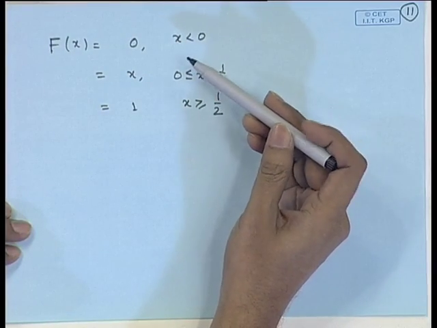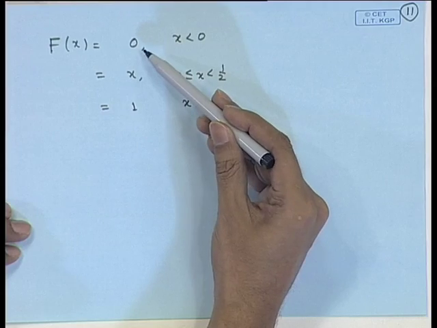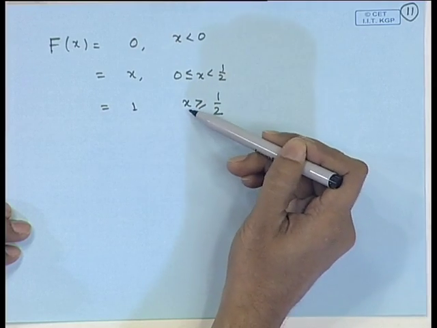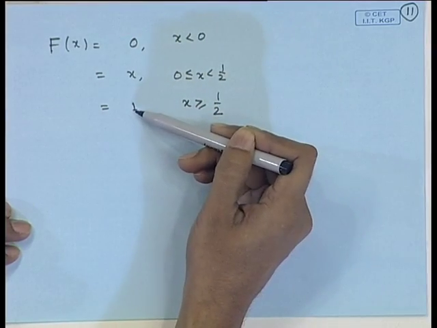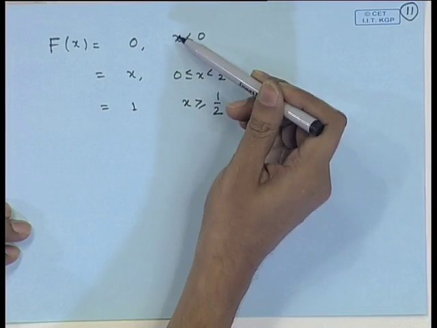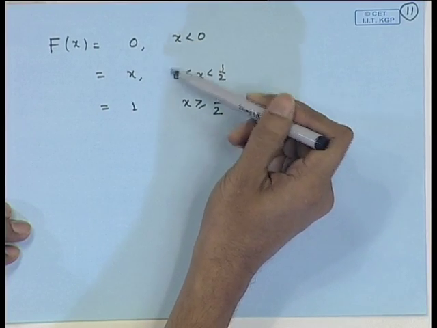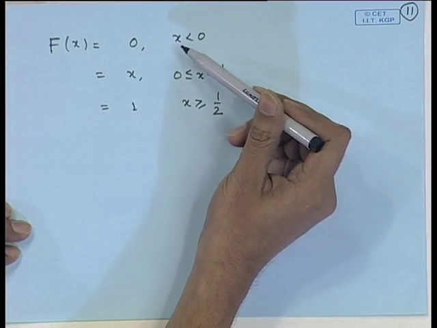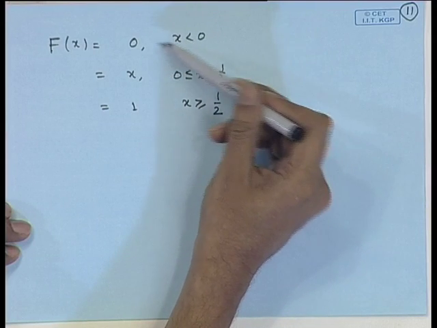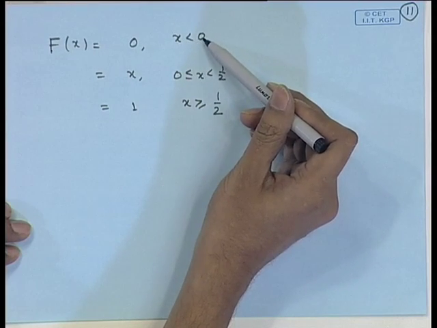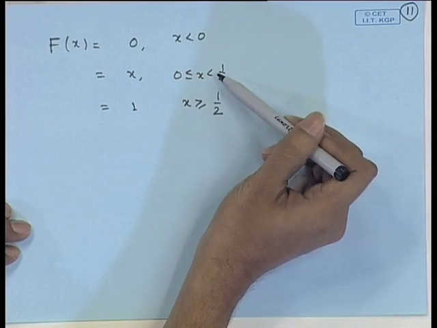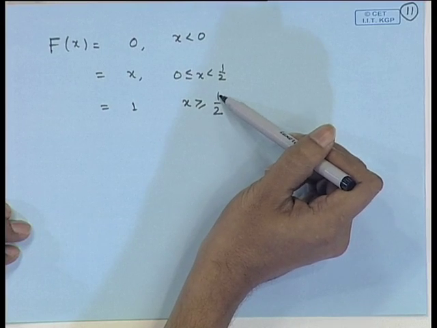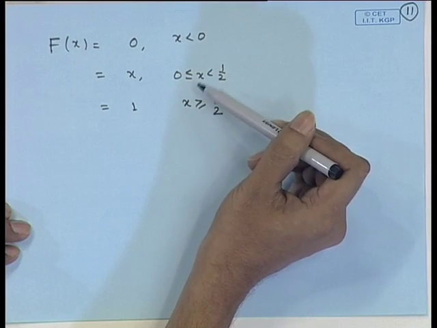If we check the condition that as x tends to minus infinity, it is 0, that is satisfied. If I take x tends to plus infinity, the limit is 1. If I look at the non decreasing nature of the function, that is satisfied. Let us check the continuity from the right. So, for the interval minus infinity to 0, for the open interval 0 to half, for the open interval half to infinity, it is continuous.